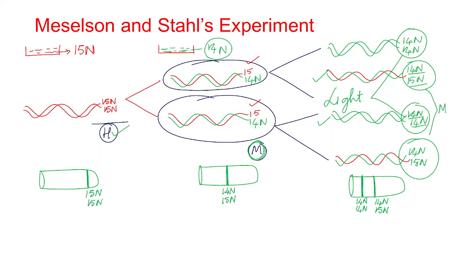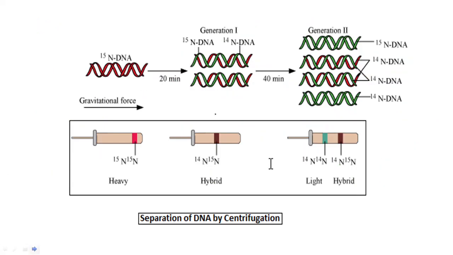When they obtained the result like this, they easily concluded that DNA replication is semi-conservative. DNA replication is semi-conservative. Is that clear? So this is how they proved that DNA replication is semi-conservative. Clear? Coming to the next one.